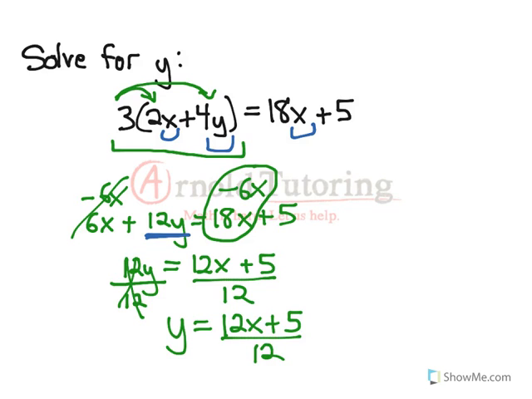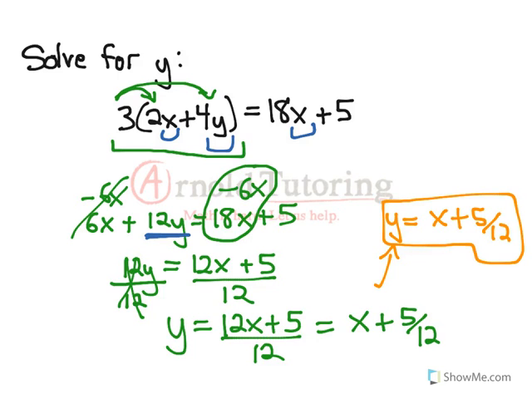You could divide each term by 12, and 12x over 12 is just going to be x plus 5 over 12. So either one of these should be acceptable, but we'll use this final one because it's a bit cleaner. So your final answer for y, again on its own, is x plus 5 over 12.